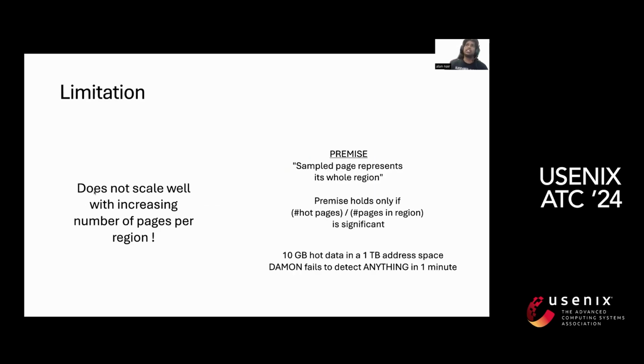The limitation is that we find region-based sampling to fail at the terabyte scale. As the number of pages per region grows, the probability that a sampled page is indicative of the entire region it is in becomes lower. We find that for a workload with 10 GB of hot data in a 1 terabyte working set, DAMON detects nothing in 1 minute.